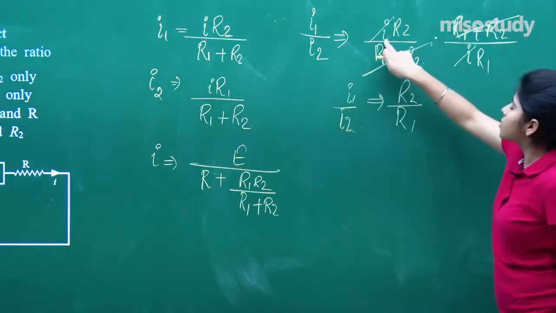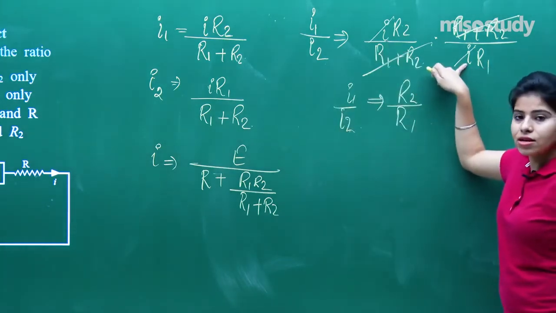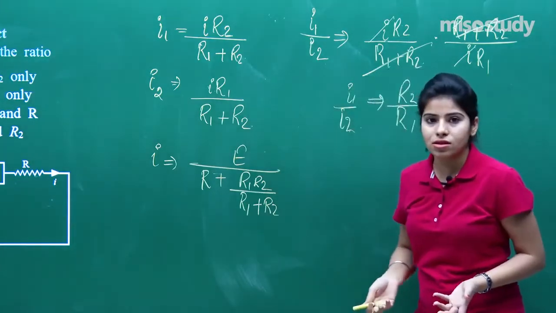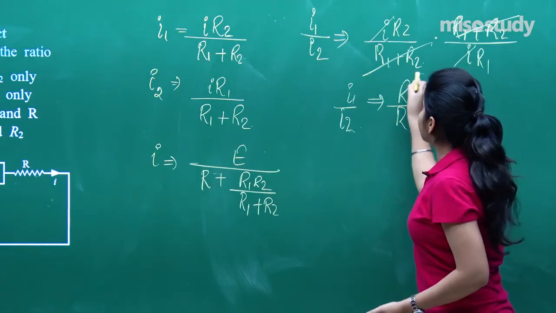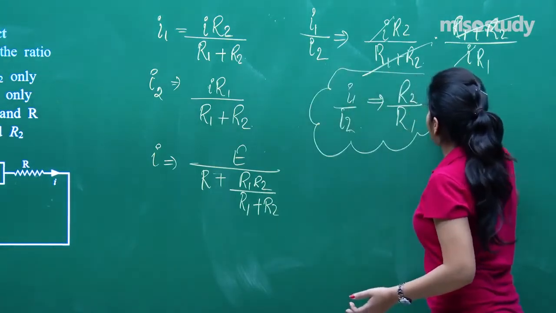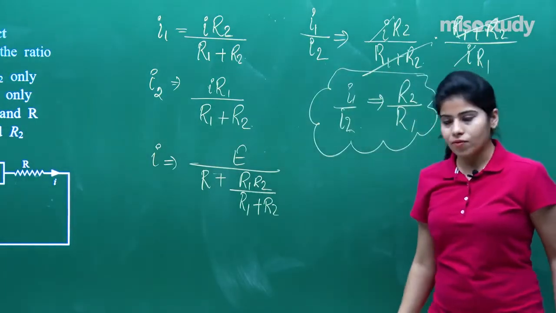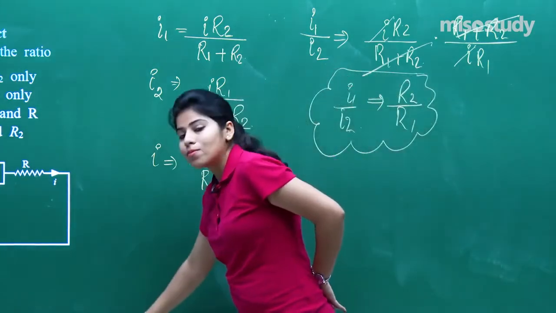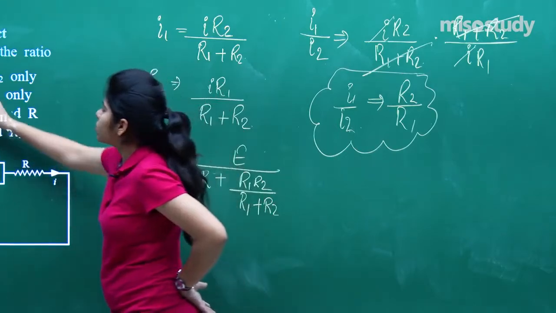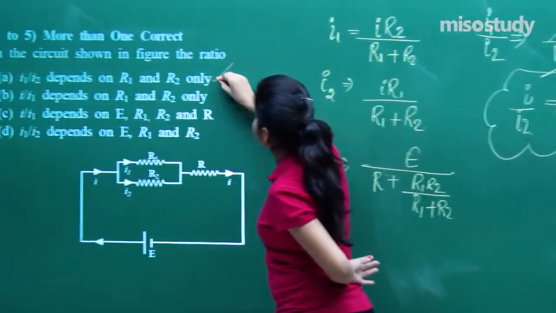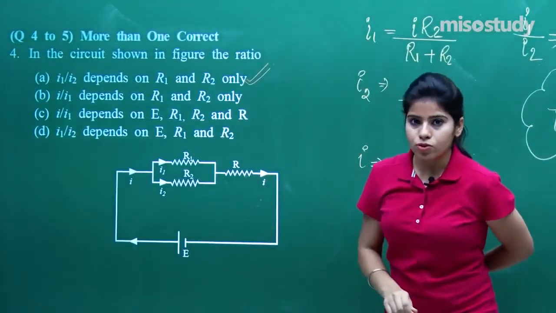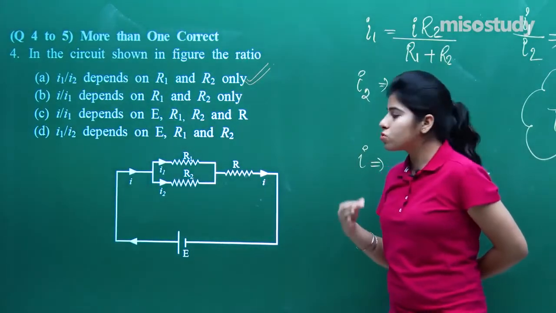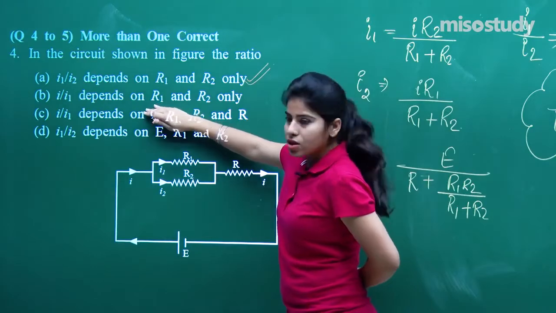Because you can see this term I has been cancelled, there is no chance that E is going to be considered in this option. So we are left with only I1 by I2 as R2 by R1. So it is depending upon R1 and R2 only. I am going to tick one correct option, that I1 upon I2 depends on R1 and R2 only. Now because this is a more than one correct type answer, we have to check for this also.